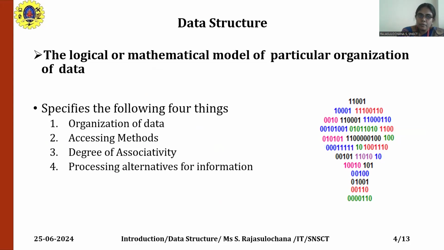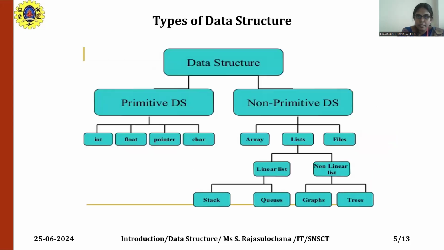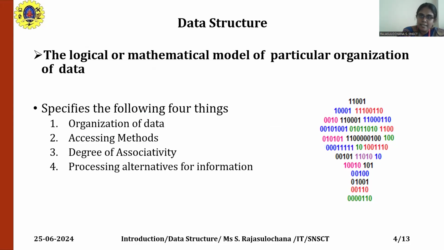So here are the four things. One is organization of data. Second is the accessing methods. Third is the degree of associativity and processing alternatives for association of information. All these things are associated with data structures. This data structure is classified into two types: primitive data structure and non-primitive data structure. These types we will see in the next video. I hope you understand what a data structure is about.